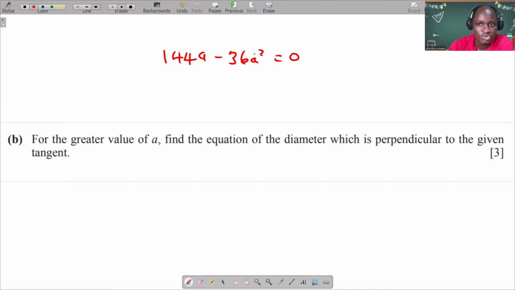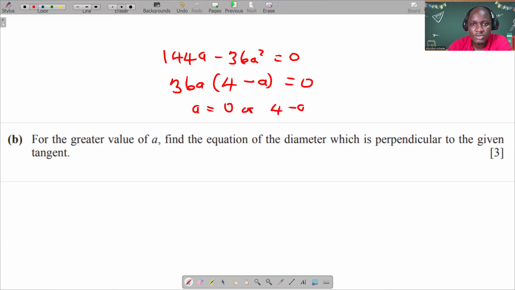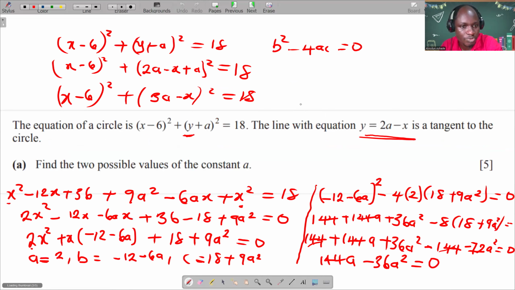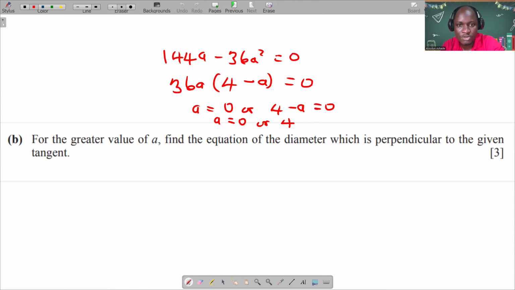Don't forget, we are looking for the two values of a. What's common here is 36a into bracket 4 minus a equals 0. From this, we can see that a equals 0 or 4 minus a equals 0. So a equals 0 or 4. Those are the two possible values for our a. If you go back to the question, it says find the two possible values of the constant a. That means a equals 0 or 4.